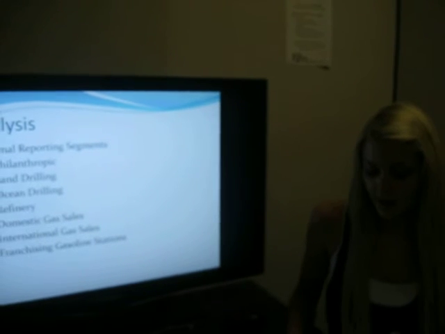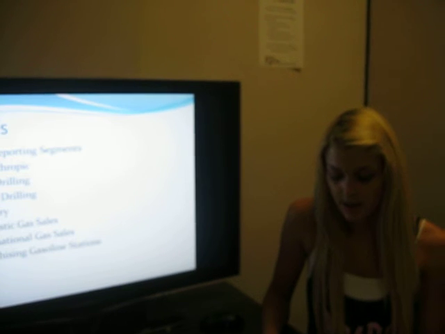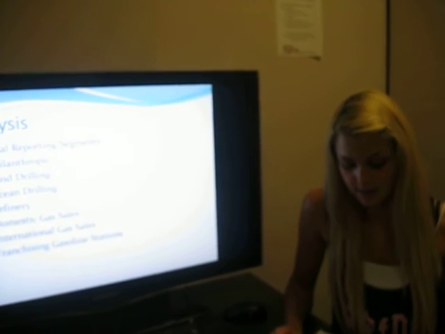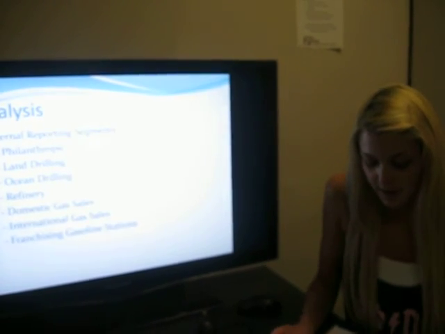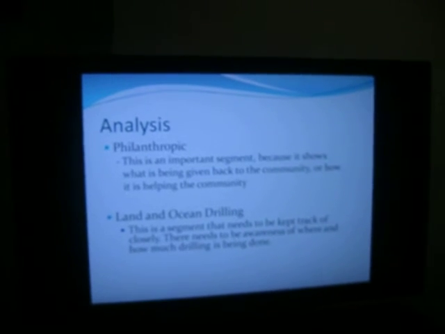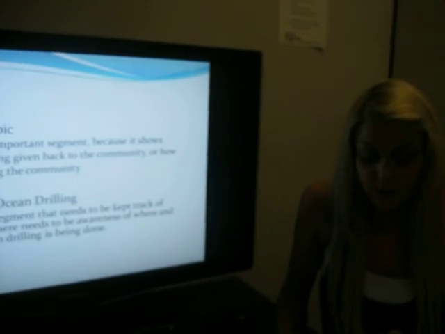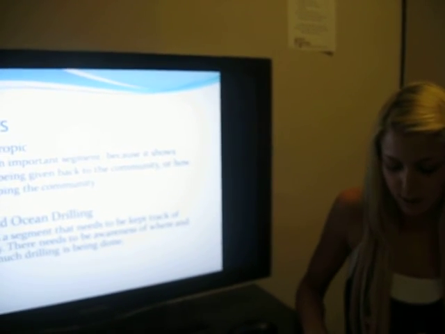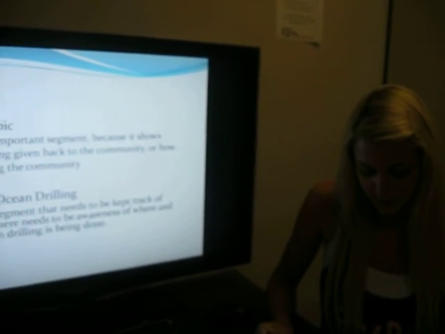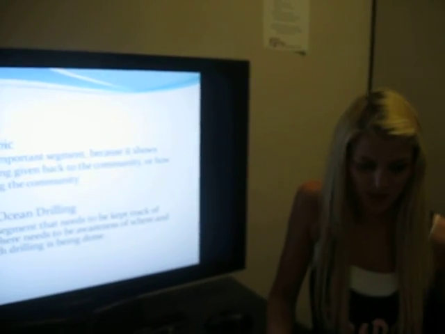The analysis is about internal reporting segments. Possible internal reporting segments are philanthropic, land drilling, ocean drilling, refinery, domestic gasoline sales, international gasoline sales, and franchising gasoline stations. Philanthropic is an important segment because it shows what is being given back to the community or how it is helping the community. The land and ocean drilling segments need to be kept track of closely because there needs to be awareness of where and how much drilling is being done.